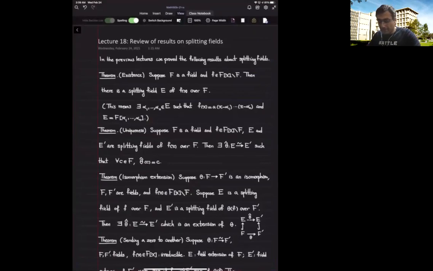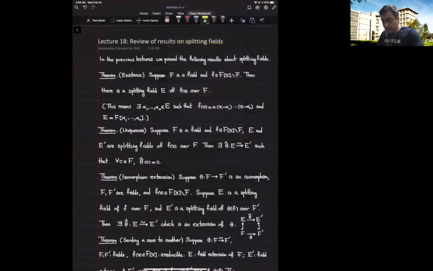Hello. In the previous lecture, we proved many results about splitting fields. Let me quickly recall what we proved about splitting fields. First of all, we showed that for every polynomial f with coefficients inside the field capital F, we do have a splitting field. What does that mean?